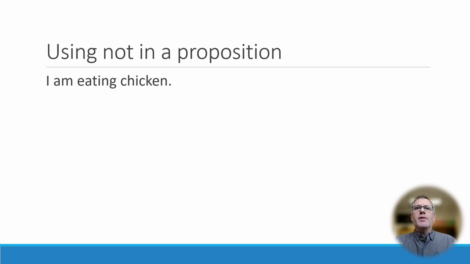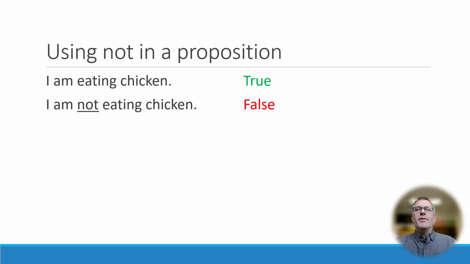If I have a proposition that just says I'm eating chicken, that's a proposition that could be true or false depending on your perspective. So keep in mind the propositions don't necessarily have a very specific answer. So if I wanted to look at the opposite of that, I would just say I am not eating chicken. And that's going to reverse whatever my opinion was on that particular proposition. So if I thought I am eating chicken was true, then I am not eating chicken would become false.